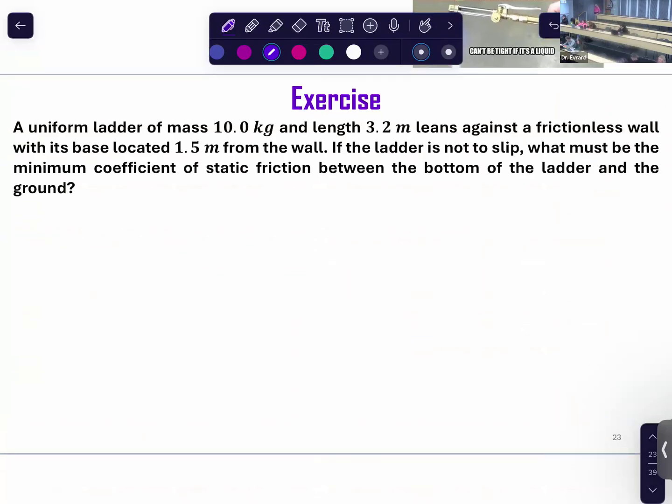Okay. So we have a uniform ladder, mass 10 kilograms, length of 3.2 meters. It leans against a frictionless wall, so you better hope you have some friction on the ground or you're going down. If the ladder is not to slip, what needs to be the minimum coefficient of static friction between the bottom of the ladder and the ground? We're just taking a whole bunch of chapters and rolling them all into one problem. Woohoo! Fun.